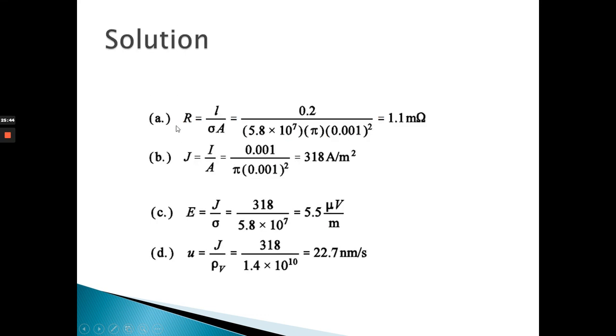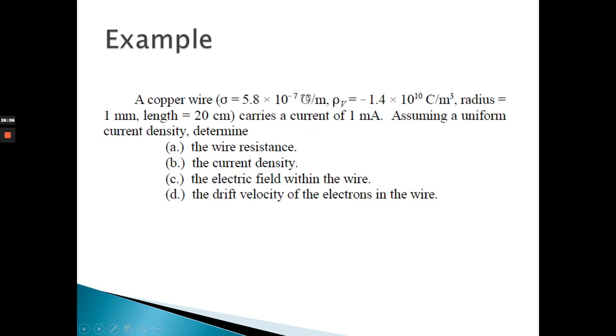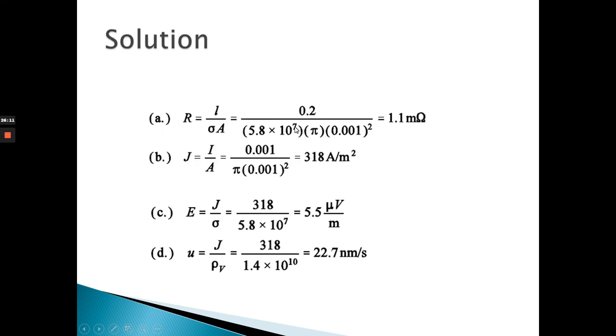Having no more delay, we go to our solutions. As we derived all the equations already, R is equal to L divided by sigma A. So we know all the values. I think there is a mistake possibly. You use minus 7, not 7. Once you check with minus 7, maybe a different value will come here, but the procedure is the same.